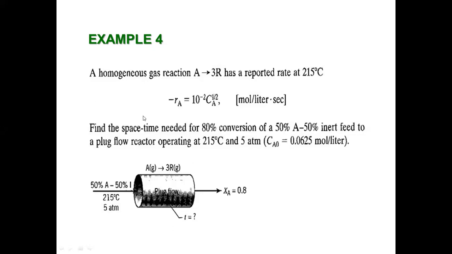So example 4 talks about a homogeneous gas reaction of A being converted to 3 moles of product R. Now, the operating condition is at 5 atm and 215 degrees Celsius, starting with an initial concentration of 0.0625 mole per liter of A for a feed consisting of 50% A and 50% inert. And it's desired that we will have 80% conversion. So I'd like to go to our solution.